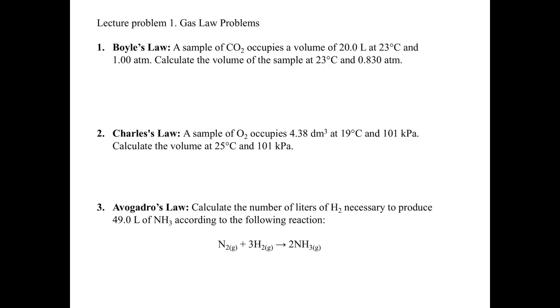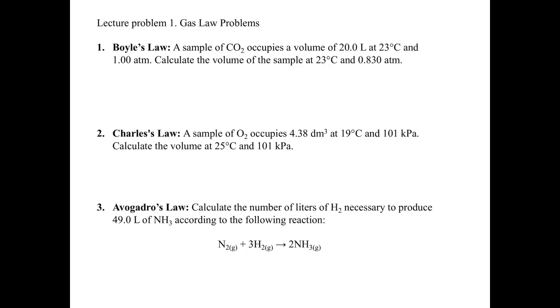So how do we get Boyle's law from the universal gas law? If we look at the first one, it says a sample of CO2 occupies a volume of 20 liters at 23 degrees Celsius and 1 atmosphere. Calculate the volume of the sample at 23 degrees Celsius and 0.830 atmospheres.